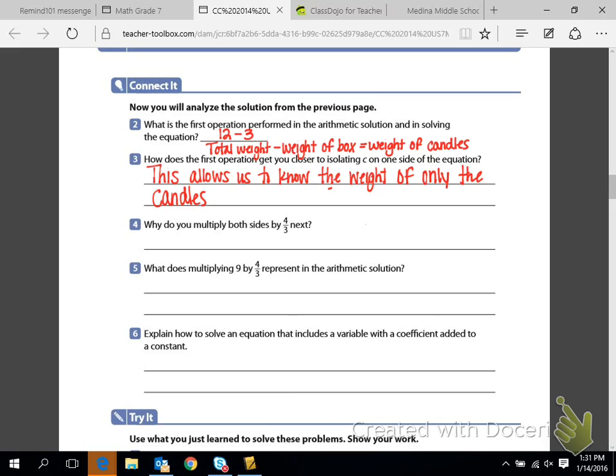We're then asked, why do you multiply both sides by 4/3 next? Well, if you know that 3/4 times C is the weight times the amount of candles, then we're really needing to divide by 3/4. And when you divide by 3/4, you multiply by its reciprocal. So dividing by 3/4 is the same as multiplying by 4/3.